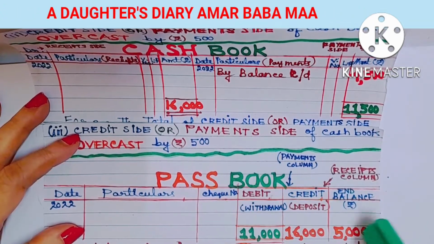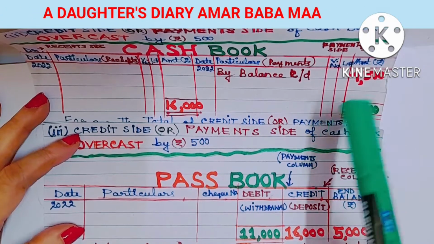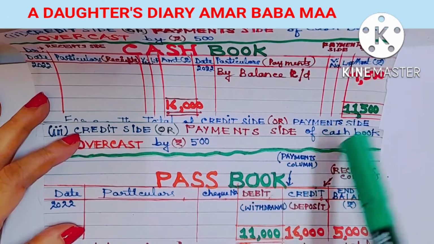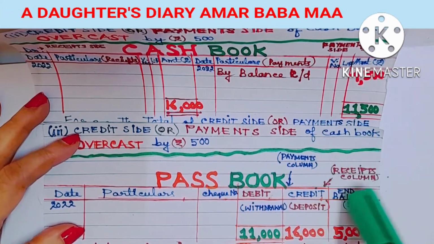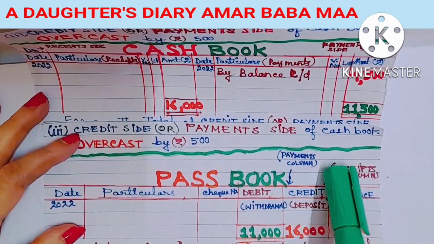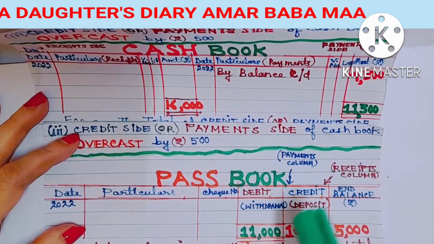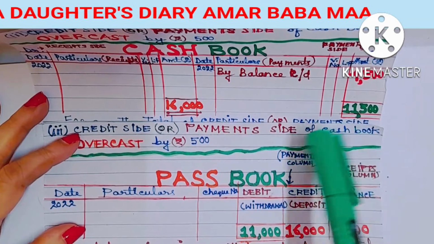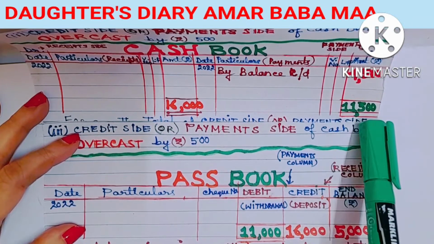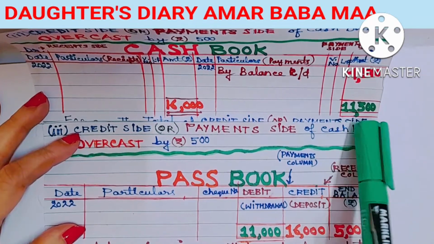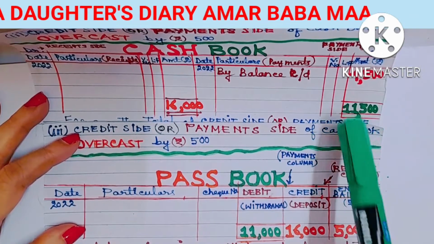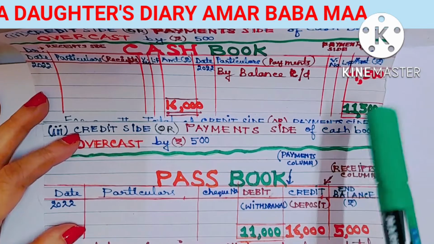Should have been 5,000. But why cash book balance is 4,500? Because credit side or payment side of cash book has been overcast by rupees 500. Understood? Please remember, here the total of credit side or payment side of cash book has been overcast by rupees 500. That is, instead of 11,000, the businessman has written 11,500. Okay? That is, he has wrongly totaled the credit column or payment column.